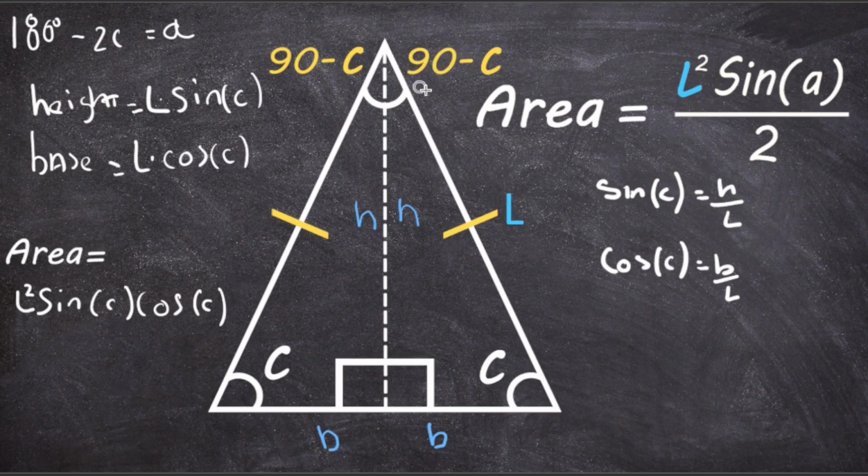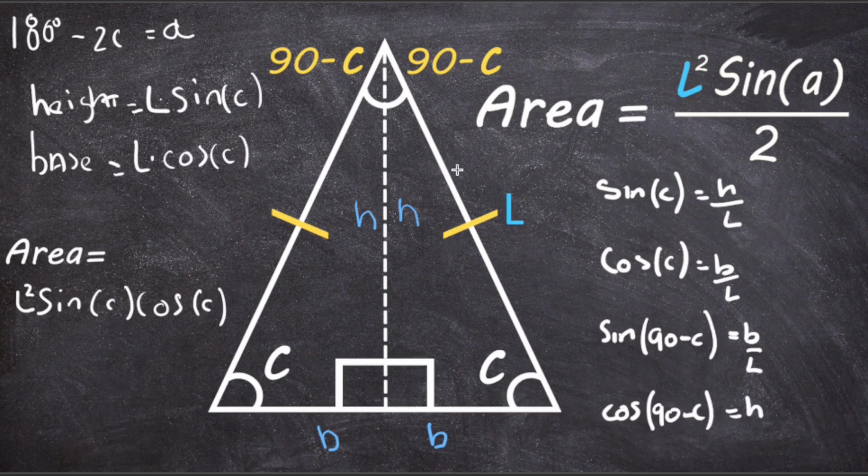I'm going to take the sine and cosine of this angle here. So we're going to be going that way. If you notice that sine of 90 minus C, which is the other angle, well, that is opposite, which is b, over hypotenuse. So the hypotenuse is L. So that's b over L. And if we do cosine of the angle, that's going to give us adjacent, which is h, over hypotenuse, and hypotenuse is L.